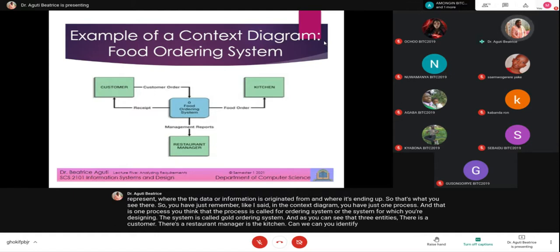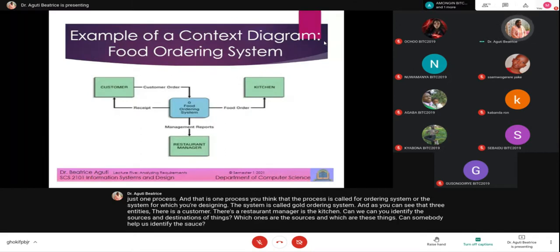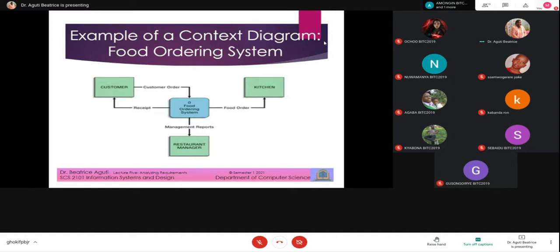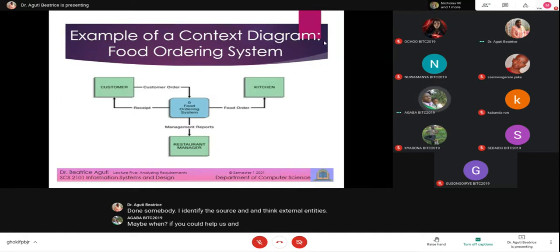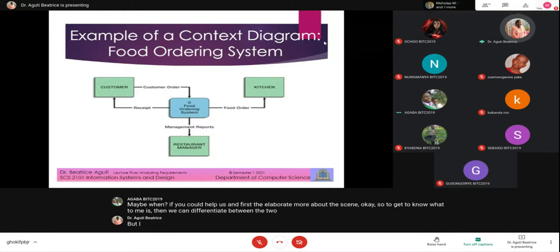Can you identify the sources and destinations or sinks? Which ones are the sources and which are the sinks? Can somebody help us identify the source and the sink? Agaba? Yes, doctor. Can somebody identify the source and sink external entities? Maybe if you could help us and first elaborate more about the sink, so that we get to know what it means, then we can differentiate between the two. But I already explained it. Didn't I?